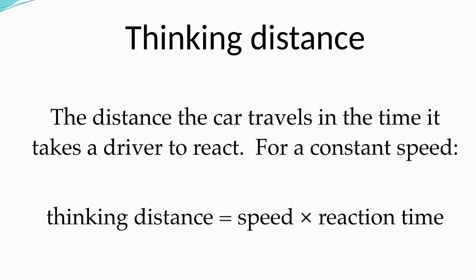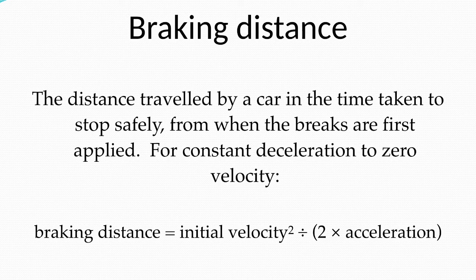We can calculate thinking distance using speed times reaction time. Braking distance can be calculated by taking the initial speed or velocity and squaring it, and then dividing it by twice the acceleration. This is just a rearrangement of the equation v squared minus u squared equals 2as, for those of you who might remember that.